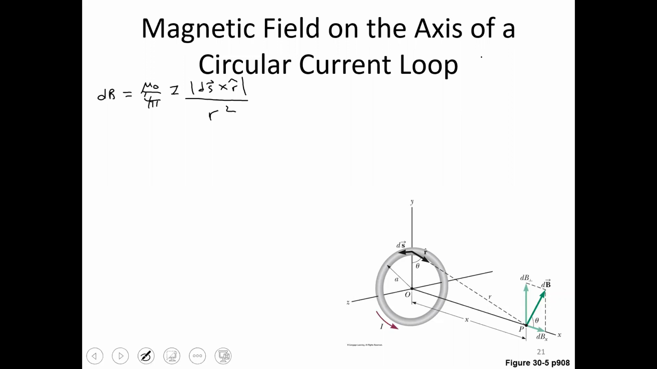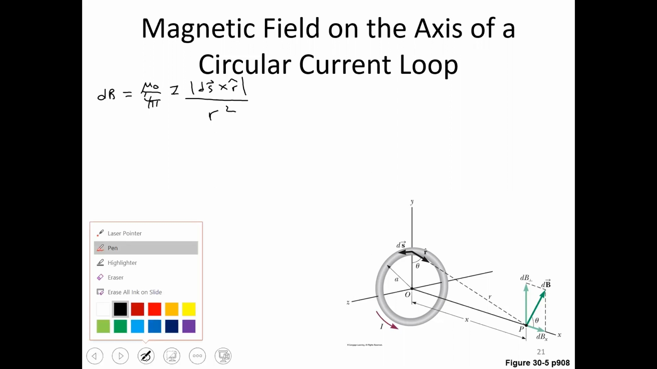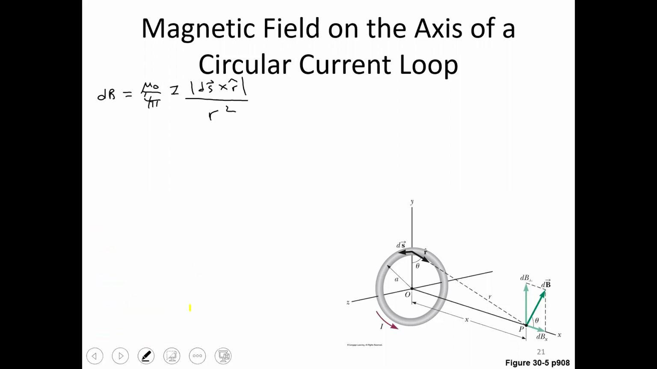Now, we are going to be looking at the magnetic field on the axis of a circular current loop. So just to highlight what that is, the axis of the loop is, in this example, the x-axis here. If you were thinking of that current loop as like a wheel, you're thinking of the axis as like the axle of that wheel.